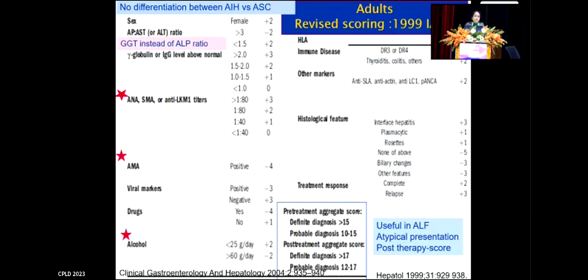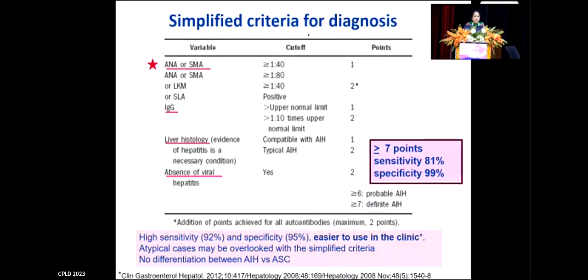But this score has been applied in children, and it has been shown that it is more useful if you have a child with atypical presentation, and if you apply it post-therapy, where you get the advantage of improvement after immunosuppression. The simplified score again has the problem of serology, but it is simpler to apply and has been used more often and validated in children. But it has the problem that it will be overlooking or missing the atypical cases.